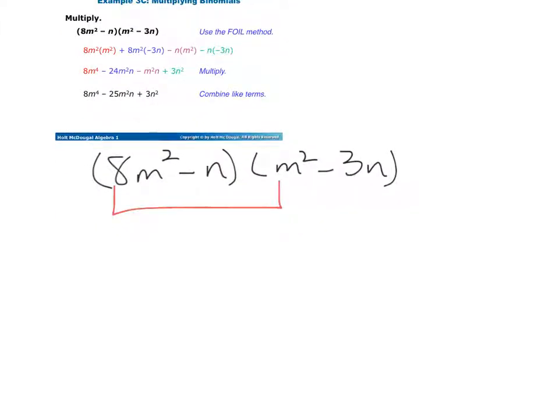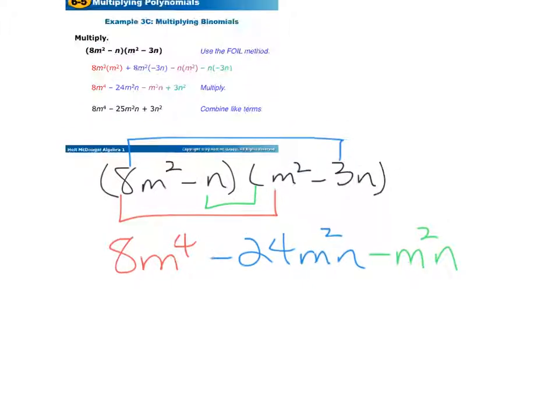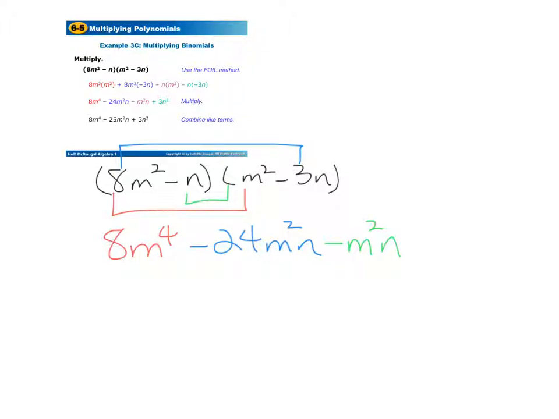So first, 8m to the 4th, I'm adding those exponents. Then my two outer ones become negative 24m²n. And then the two middle terms, notice there are no letters to combine, so I'm just going to write them together: m²n. And then last gives me negative n times negative 3n, which makes positive 3n².